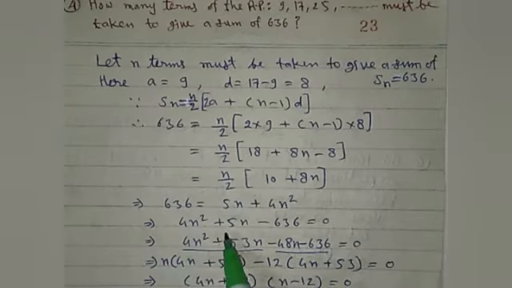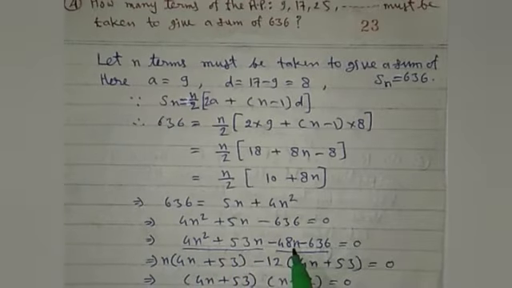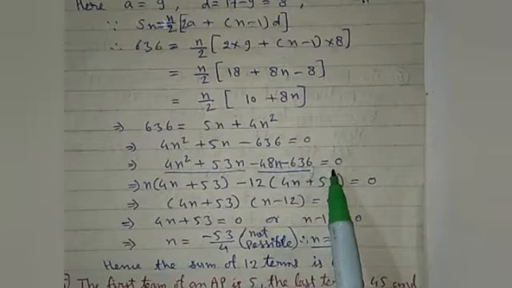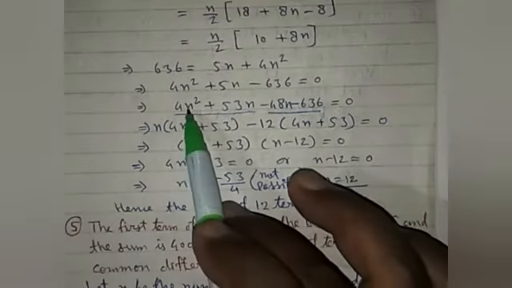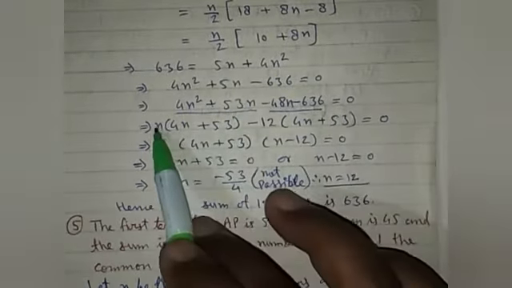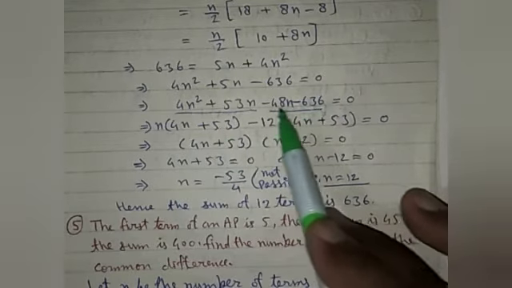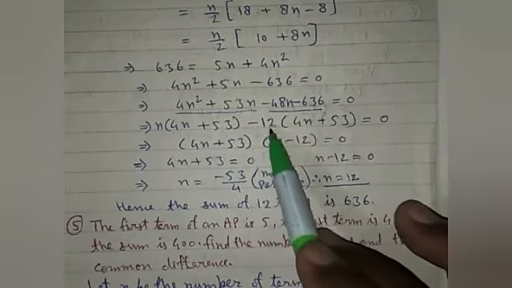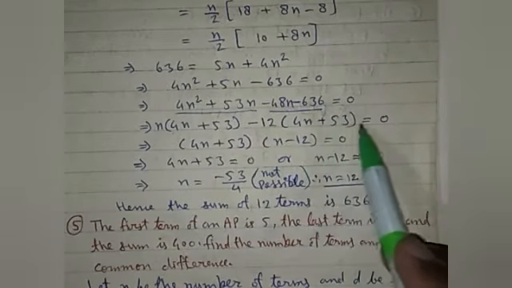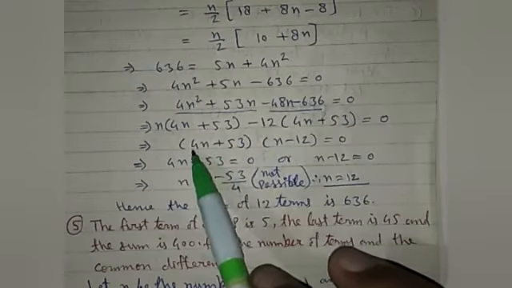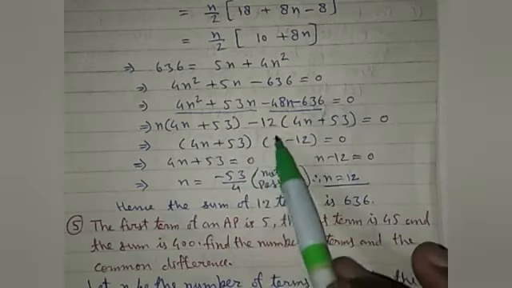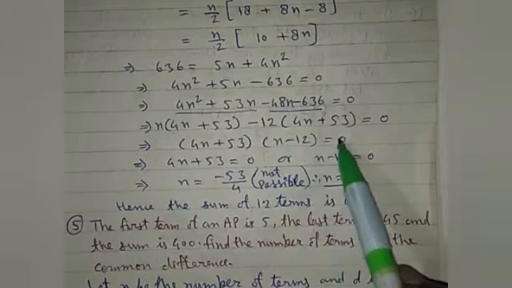Now for factorization, splitting the middle term in terms of factors of 636 and 4, we will get here 4n square plus 53n minus 48n minus 636 equal to 0. N is common in first two terms, so it is n into 4n plus 53. Now 12 is common in last two terms. It will give minus 12 into 4n plus 53, that is equal to 0. So here it is 4n plus 53 into bracket n minus 12 is equal to 0.